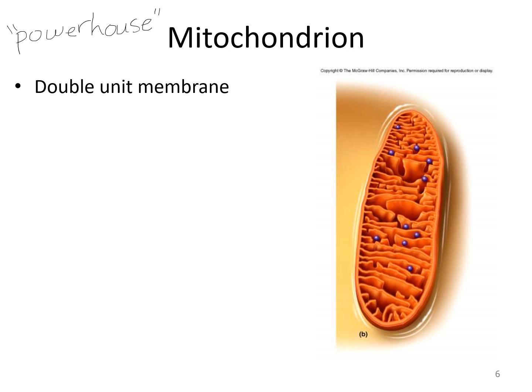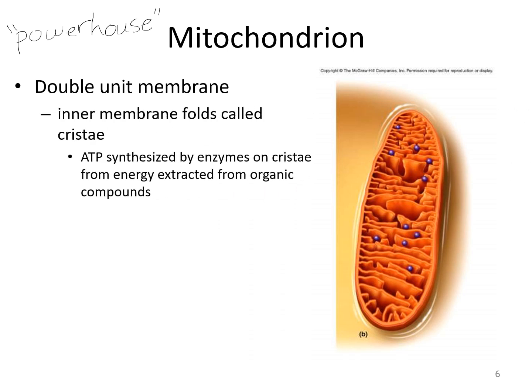So the mitochondria are membranous organelles. They are surrounded by a double unit membrane. The inner membrane folds are called cristae, and this is where the main functionality of mitochondria originate, because ATP is synthesized by enzymes on these inner membrane folds. And again, the process of this occurring is called cellular respiration.